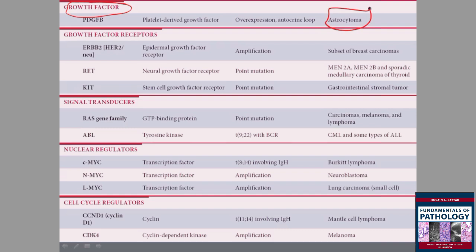Now, I don't want to get into the details of what an astrocytoma is here, but I want to highlight that in this particular case, there is overexpression due to mutation of this growth factor, platelet-derived growth factor B, and platelet-derived growth factor B gets overexpressed, which then drives the formation of an astrocytoma. So let me do this via illustration.